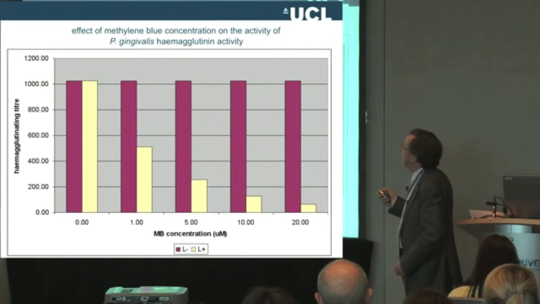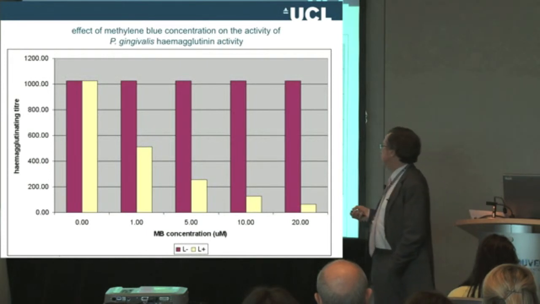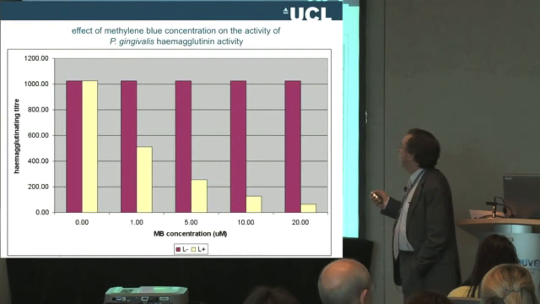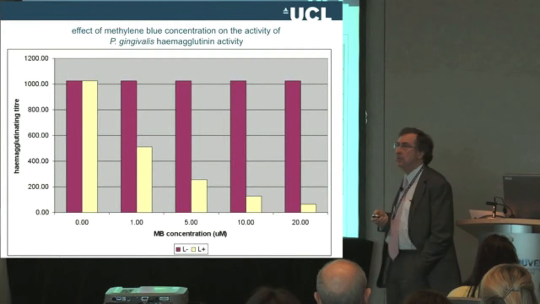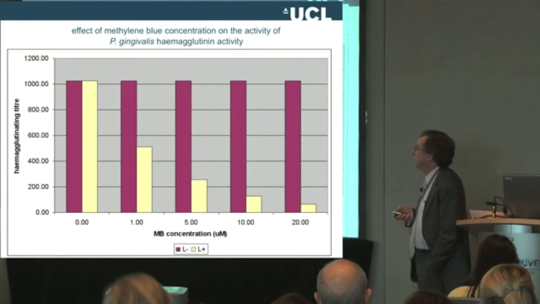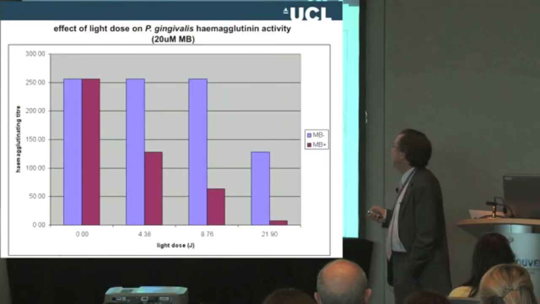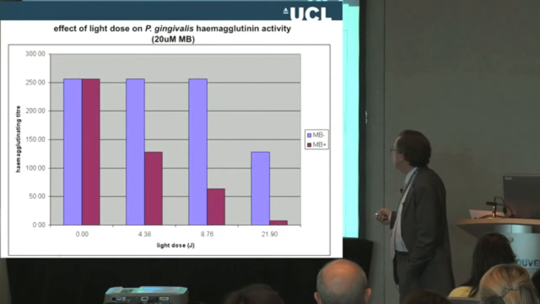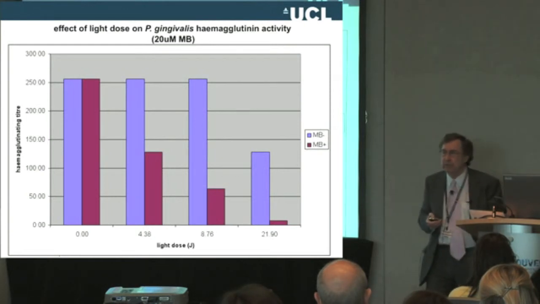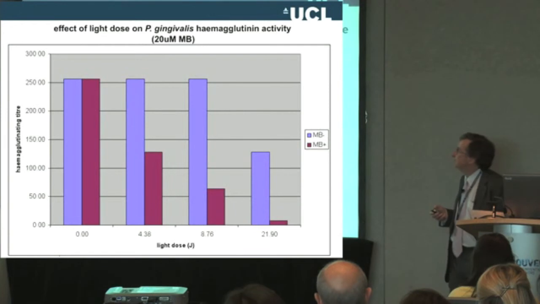And this shows the effects of different concentrations of methylene blue, irradiated with laser light, on the hemagglutinin activity. And you can get almost complete abolition of the hemagglutinin activity of P. gingivalis using an appropriate methylene blue concentration and light dose. And this is the effects of different light doses on the hemagglutinin activity. Again, choose the right light dose and the right concentration, and you can almost completely inactivate the hemagglutinating activity. No antibiotic can do that.